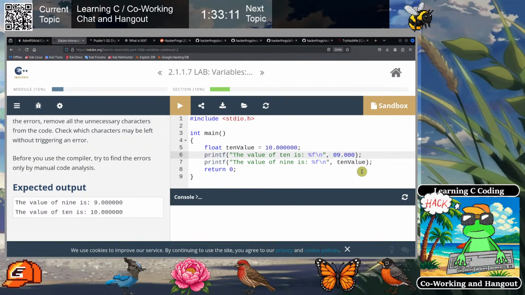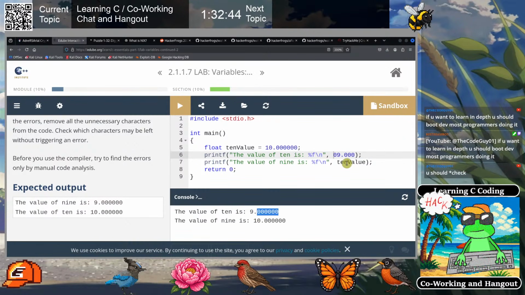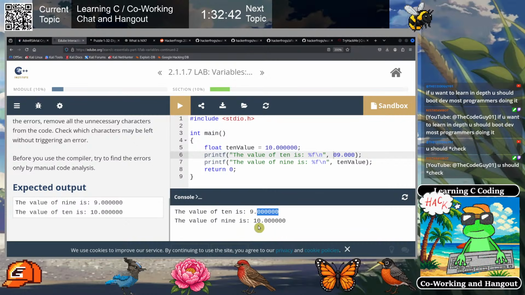And the value of 9. I mean, I'm pretty sure... I wonder what happens if you put 09.000. Will it fill the rest in, or is it going to result in something weird? Okay, we'll try running the code. So, okay. So 09 is the same as 9, as far as the compiler is concerned. And it looks like the right number of zeros have been output as well. So this is 6 zeros, and this is 6 zeros.